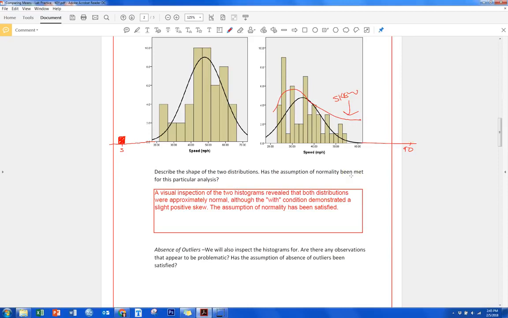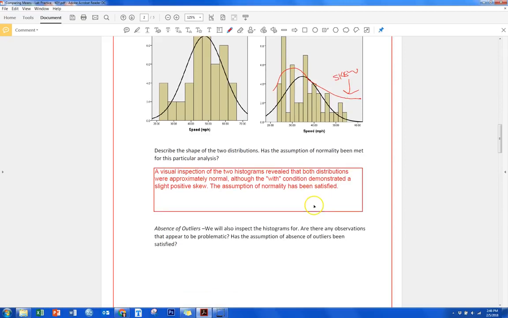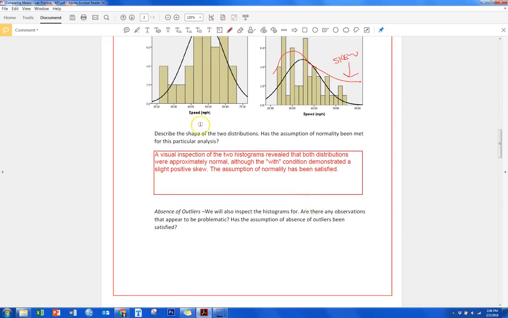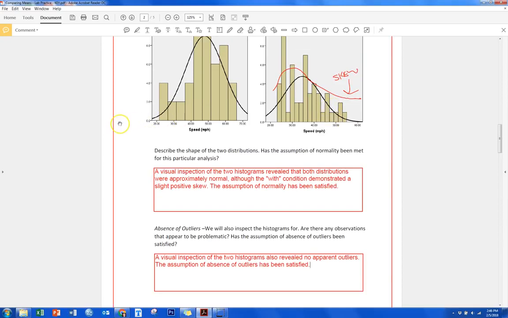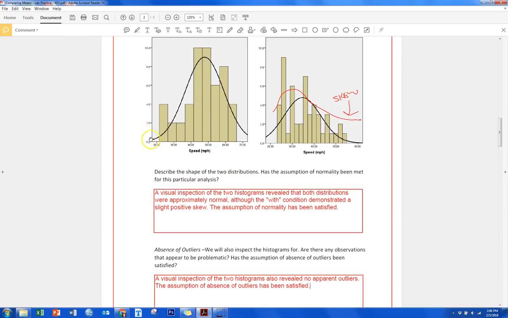We don't see that, so we'll go ahead and delete all this. There we go. So we're okay as far as outliers go. All right, so we can again say a visual inspection of the two histograms also revealed no apparent outliers. The assumption of absence of outliers has been satisfied. Okay, so I just wanted to draw in what that would look like so you'll have a trained eye for the future.